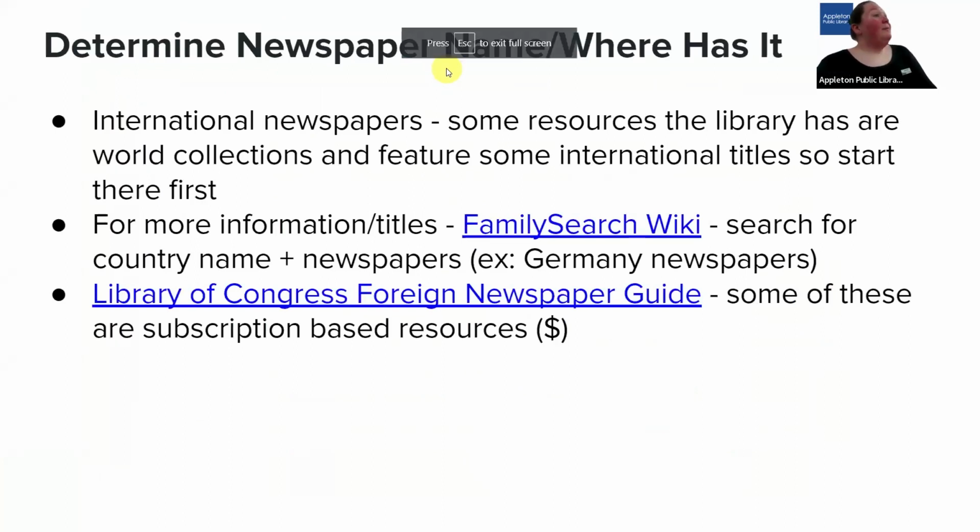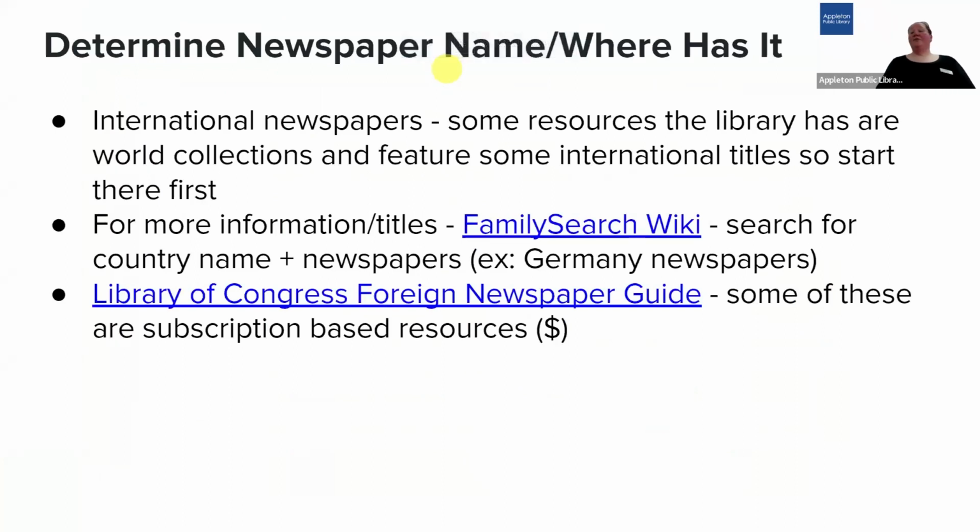You also might be wondering about international newspapers, which could be a whole other talk. But there are some resources at the library that are world collections that feature some international countries. So I would always start there first, with those free databases that we offer you, which we're going to dive into in a little bit. You can also find some newspaper titles of international places through the FamilySearch Wiki. I've showed you that already.